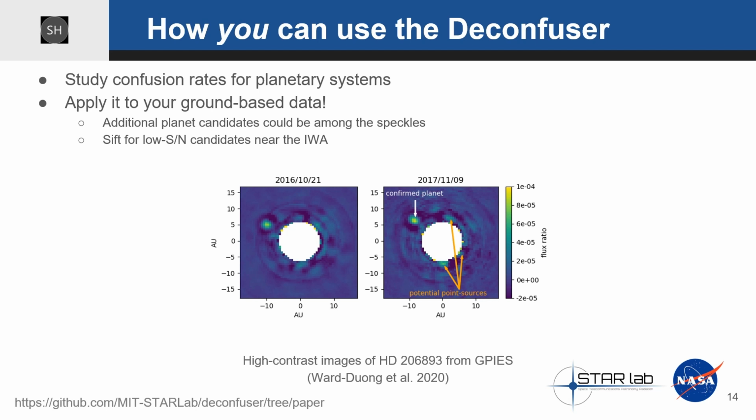And then we have a confirmed planet marked with a white arrow here and some potential point sources marked with orange arrows. So unlike speckles, planets will change their location in an image over time in a way that's consistent with the laws of orbital motion. So what we can do is discard points that don't appear to match any orbit around the star.